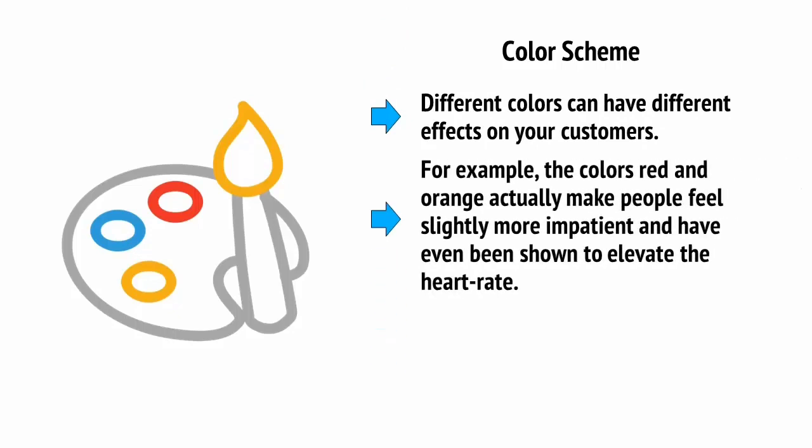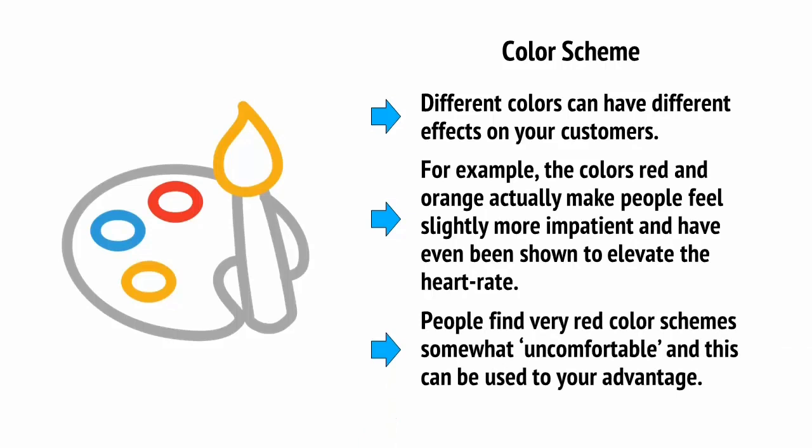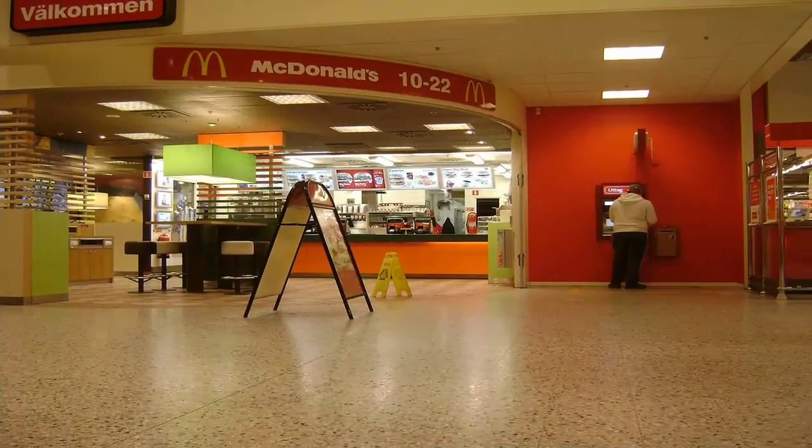For example, the colors red and orange actually make people feel slightly more impatient and have even been shown to elevate the heart rate. People very often find red color schemes somewhat uncomfortable, and this can be used to your advantage. For example, this is actually the reason that a lot of fast food joints are red or orange in their color scheme. The uncomfortable color palette means that people don't quite feel comfortable to spend a long time eating, and this means that the store can accommodate a higher turnover of customers and make more profit as a result.